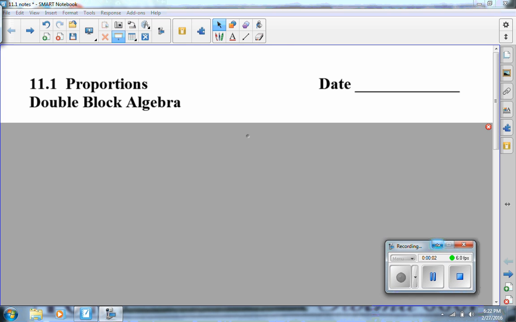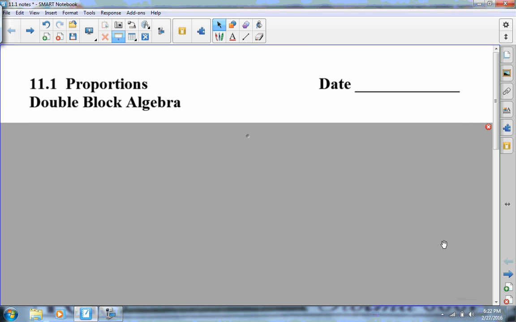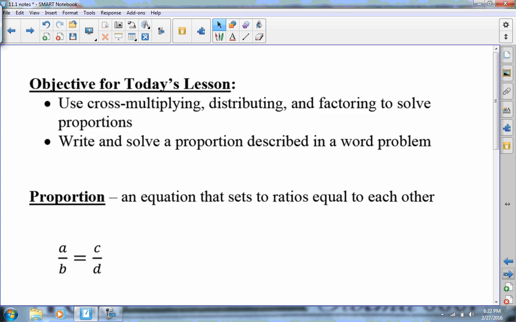Welcome to Mrs. Miller's notes for her double block algebra class. These are the notes for section 11.1 entitled Proportions. And today we're going to be using cross-multiplying, distributing, and factoring to solve proportions. And we're also going to write and solve proportions that are describing a word problem.